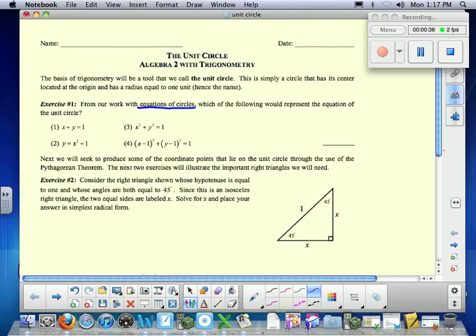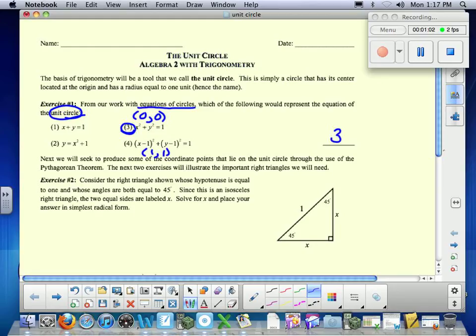Choice 4, choice 3. No, it's choice 3 because choice 4 has you moving it. Correct. Choice 4 has the center of our circle at 1, 1. Choice 3 has the center of our circle at 0, 0. If we're working with the unit circle, then we are definitely at the origin. So choice 3 is correct.